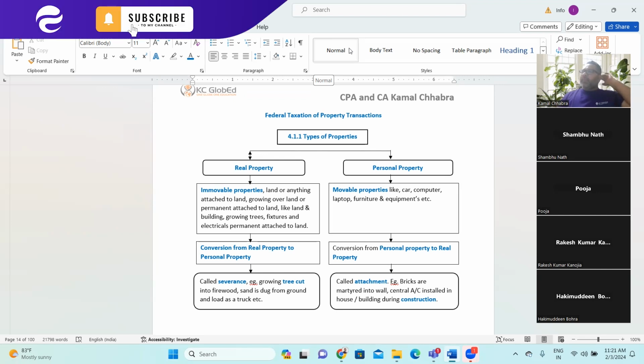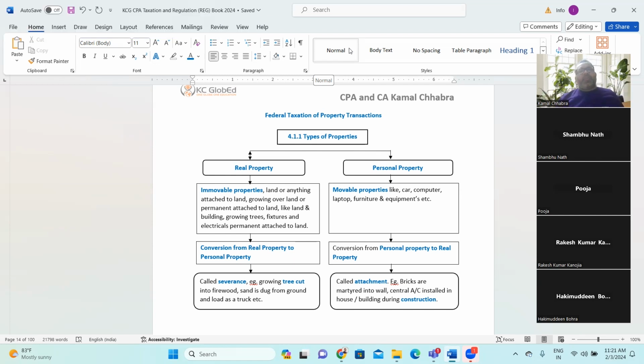Here, most of the time, candidates, especially Indian candidates, get confused with the nomenclature of personal property. So we believe personal property is someone's personal property, right? But here, the meaning is not that. Here, the meaning of personal property is all types of movable property, right? It can be car, computer, laptop, furniture, equipment, plant, machinery, right? So all those things which can move from one place to another will fall under the category of personal property for the US taxation purpose, right?